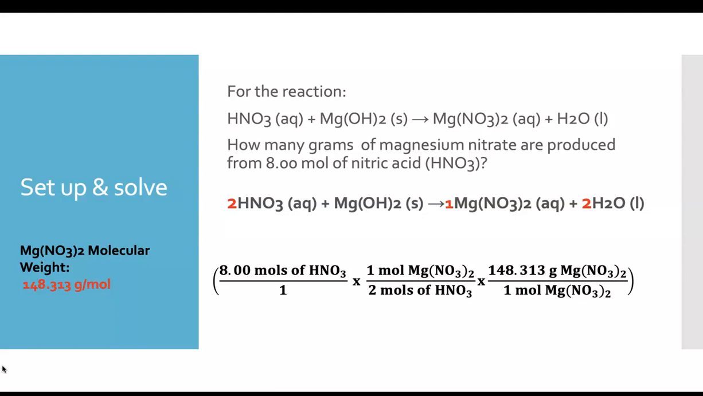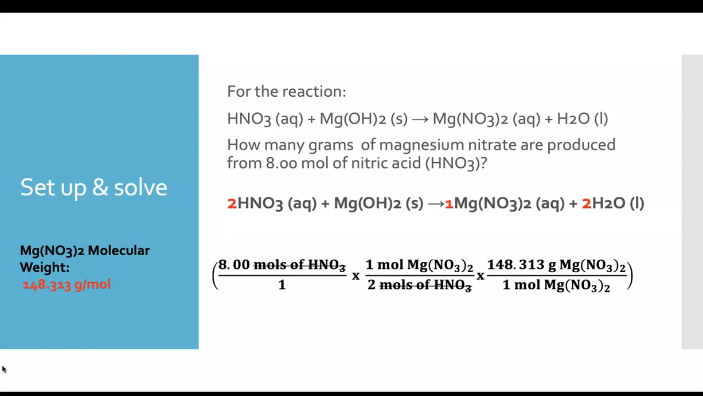Then we already know that we solved for the molecular weight of magnesium nitrate. So what we're going to do is put the 148.313, which is the grams of magnesium nitrate, over 1 mole of magnesium nitrate. That's because we know that grams per mole is what molecular weight is. So if we have moles of magnesium nitrate and we cancel it with the moles on the bottom of magnesium nitrate, we're left with only grams. We can see that here by the cancellation.